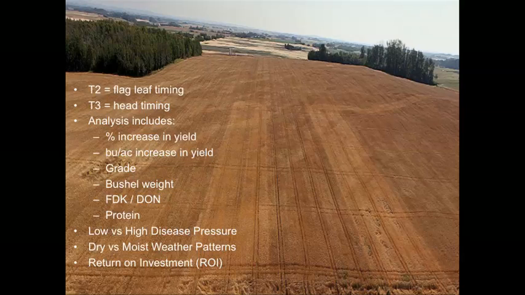As I go through analysis, we'll talk about yield, grade, bushel weight, some of the FDKs, the DON, the protein, and some of the quality parameters as well. And as our database has gotten to a substantial enough size, we're able to slice and dice it and start to pick out trends. We've started to look at low disease versus high disease trials, dry versus moist weather patterns, and the return on investment. So this is what we've been up to over the 6 years we've been doing it.